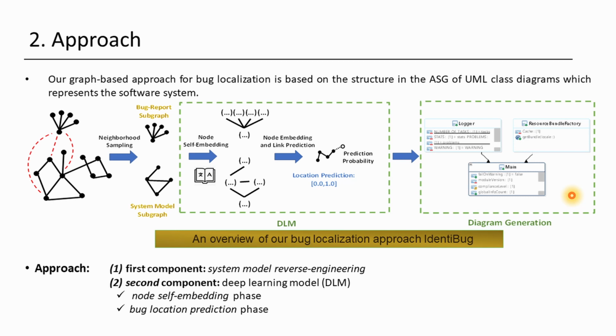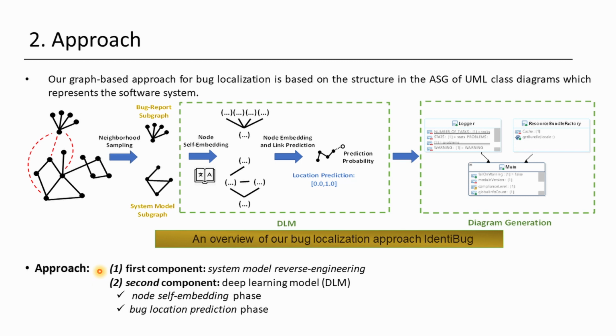We describe our approach in terms of two main components. The first one is related to reverse engineering of the UML models, and the second one is related to our deep learning model called DLM, which includes two phases: node self-embedding and structural node embedding. Now we start explaining about these components.